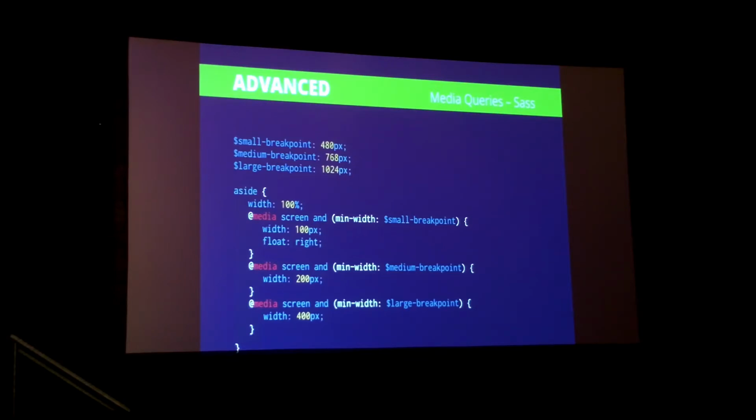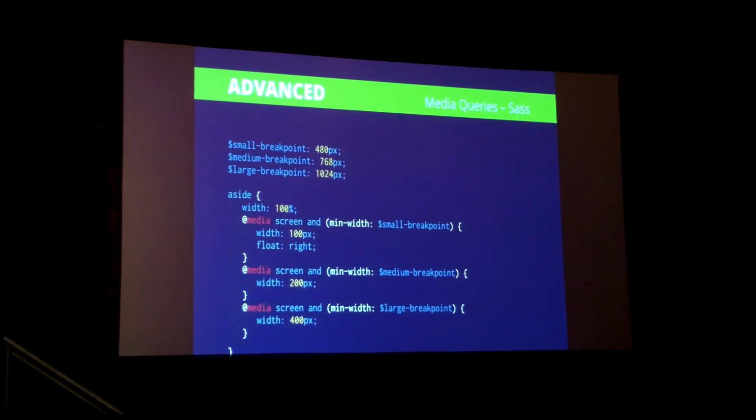So you can take breakpoints, and you can assign those to variables. I do small, medium, large, extra large, amazingly huge, depending on what I'm trying to target. Chris Coyier likes to call it... we're doing mobile first, so we're doing a small breakpoint, a medium breakpoint, and a large breakpoint. And we're just nesting those right inside.